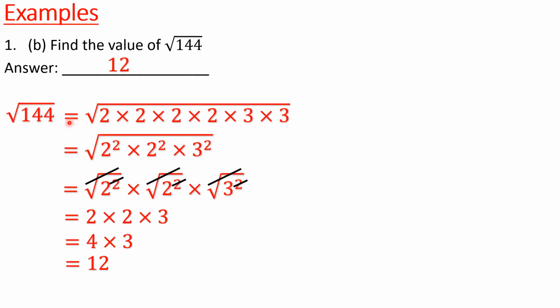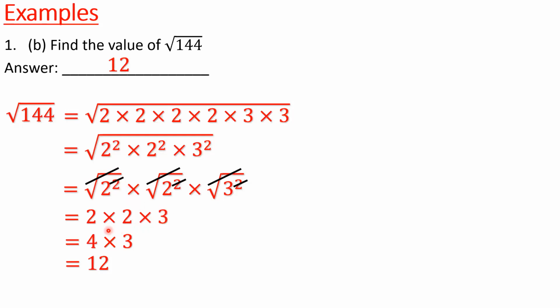Then we... What do we do now? We pair them, right? Yes, sir. Then we pair them: 2 by 2, times 2 by 2, times 3 by 3. Then we cancel out the squares and the square root. And we're left with 2 times 2 times 3.